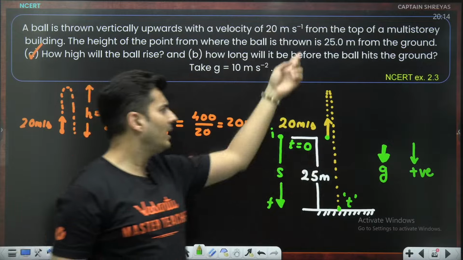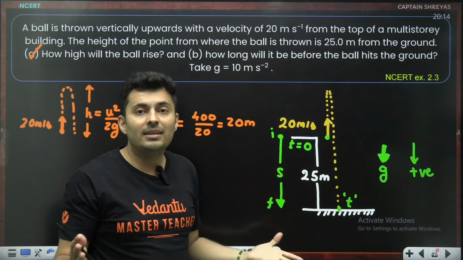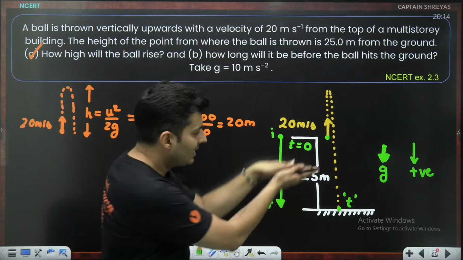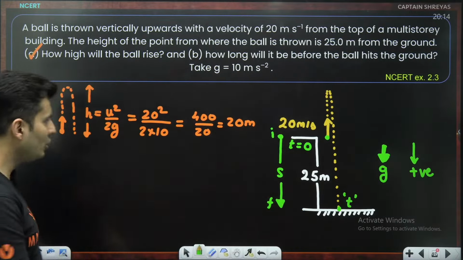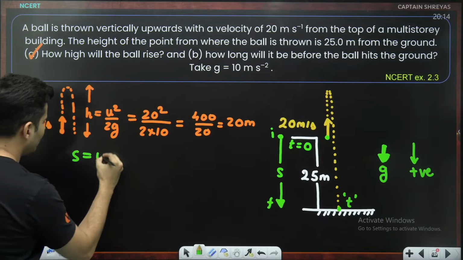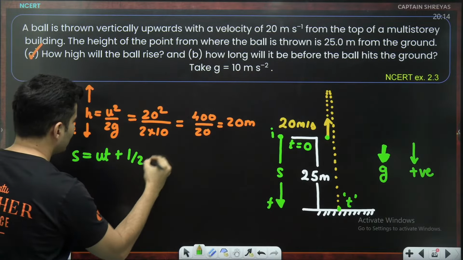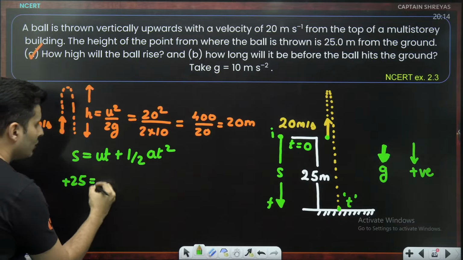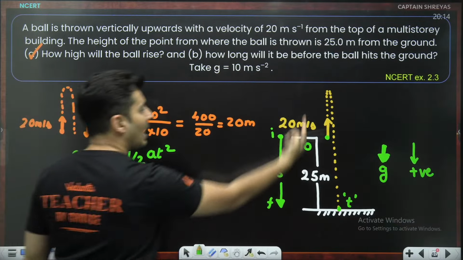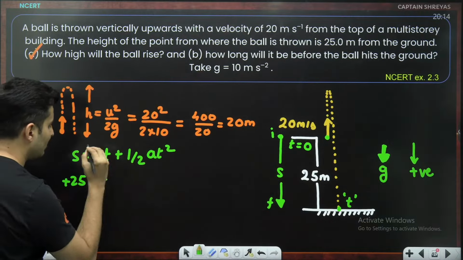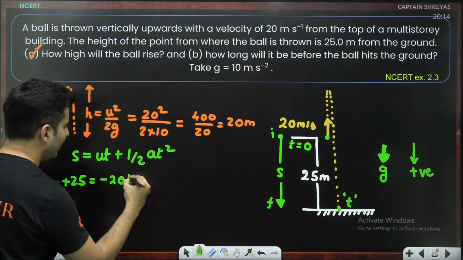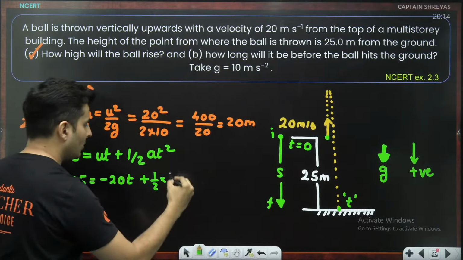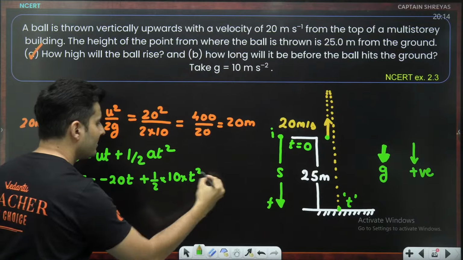Don't worry about, sir, it has gone up and down. That is exactly what displacement is. It is just joining a straight line between the initial and final locations. That's how much you have displaced. Use this equation because it is only valid for displacement, not for distance. S is plus 25. U is upwards, opposite to the sign convention, so it's very important: minus 20t, plus half into acceleration, which is downwards, so plus 10 into t square.